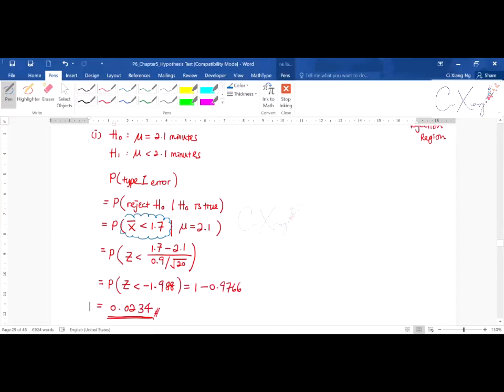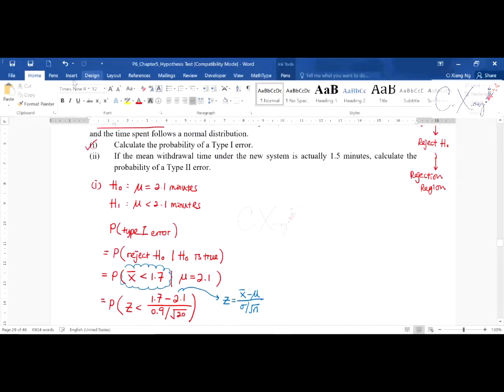Then what is this formula here? All this formula here is actually the test statistic formula. Z is equal to sample mean minus mu divided by standard deviation over square root n. So this is a test statistic formula. This is what we have for type 1 error. Now maybe you can proceed to part number 2 for this question.